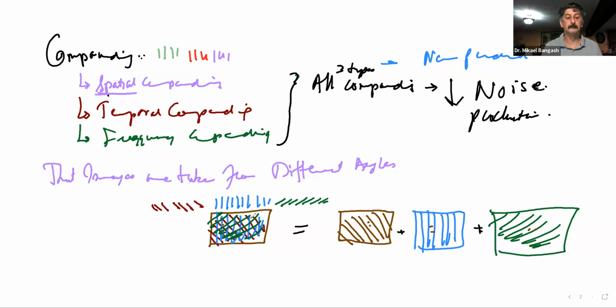Did you guys get that? So that kind of compounding is what we will call spatial compounding. Why spatial? Because it's pertaining to space. Did you ladies get that?